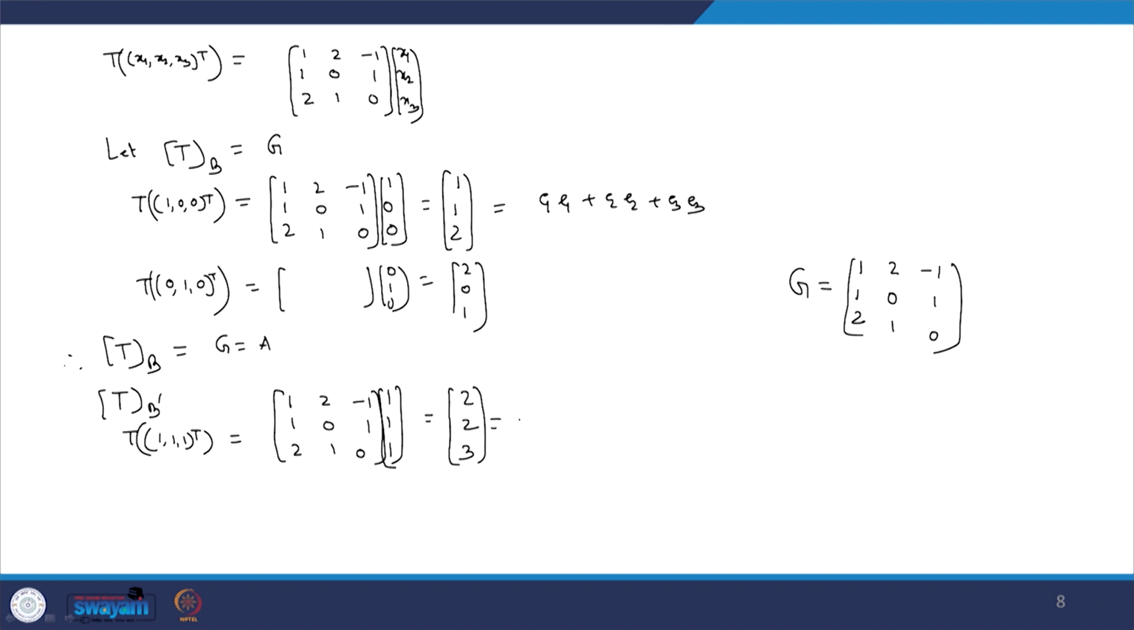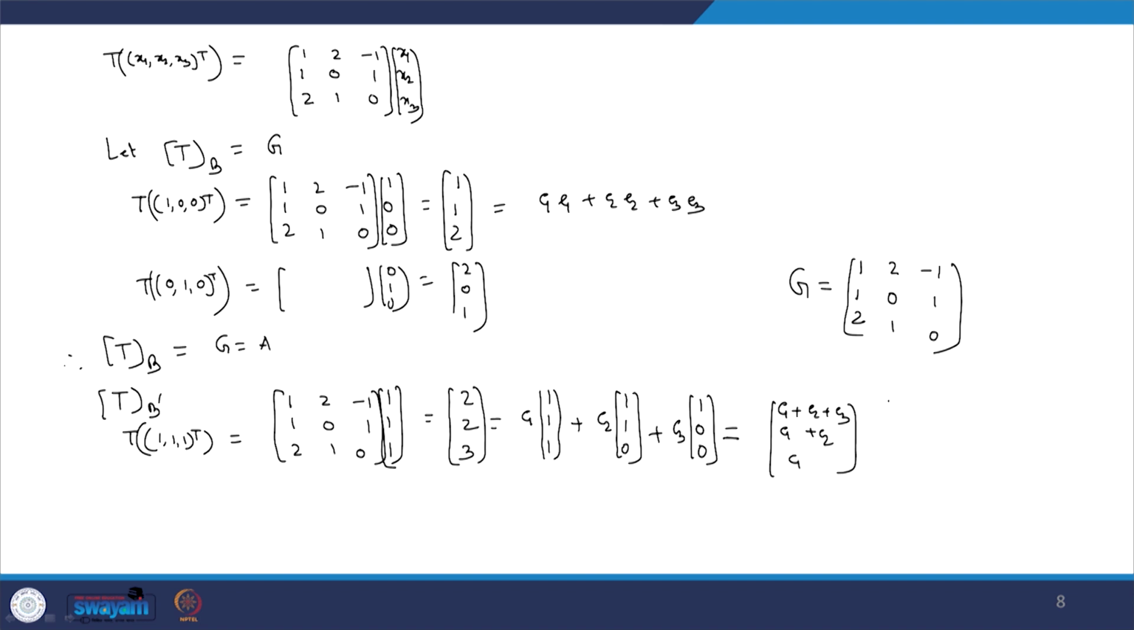Now, I have to express this in terms of the corresponding basis elements. So, this is equal to C1 into 1 1 1 plus C2 into 1 1 0 plus C3 into 1 0 0. So, if you simplify, the first row will be C1 plus C2 plus C3, second will be C1 plus C2, and third one will be simply C1. So, this will be the column.